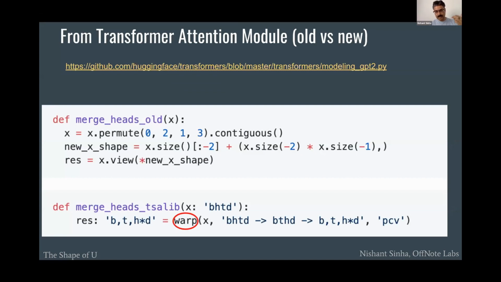Warp is a single function that we introduce at the program level to capture a sequence of transformations. These programs sometimes do just a sequence of unary operators, one after another, so you can capture all of them in a warp operator.